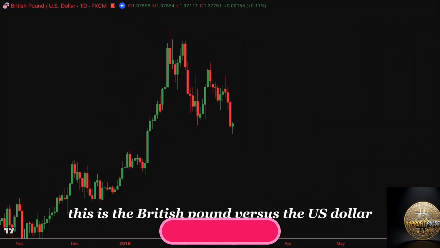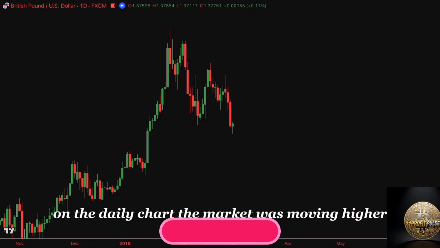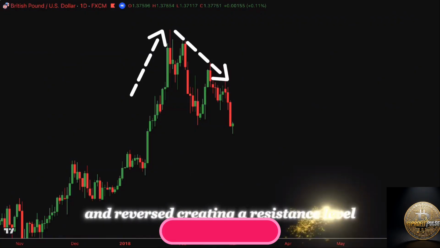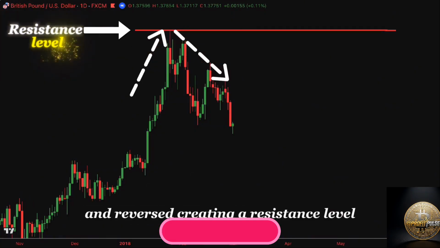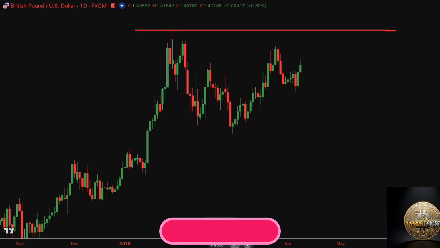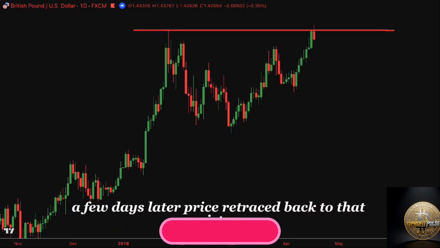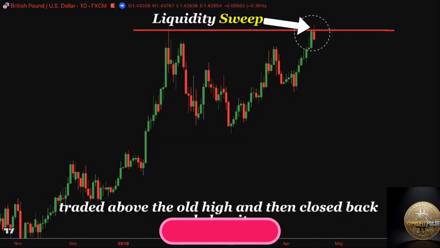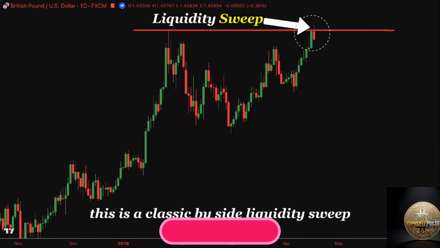This is the British pound versus the US dollar on the daily chart. The market was moving higher until it reached this level and reversed, creating a resistance level. A few days later, price retraced back to that resistance, traded above the old high, and then closed back below it. This is a classic buy-side liquidity sweep.